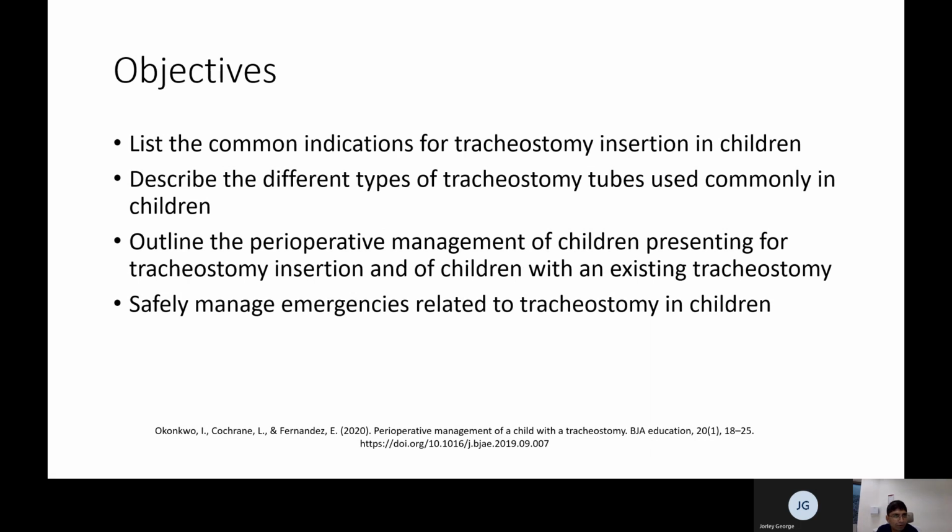The objectives of our discussion today are to list the common indications for tracheostomy insertion in children, describe different types of tracheostomy tubes used commonly, outline how to manage the perioperative period when tracheostomy is inserted initially, and safely manage emergencies and how to take care of tracheostomy in children.